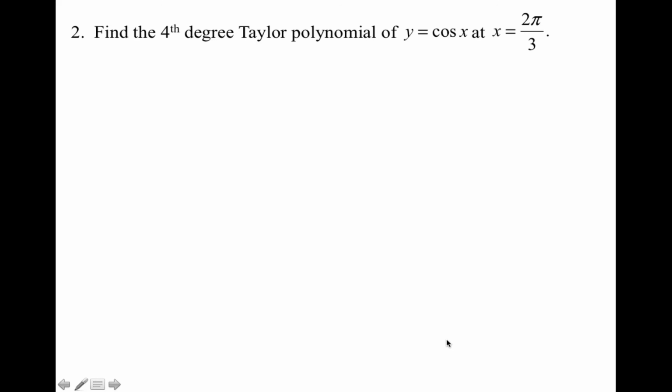Now let's find the fourth degree Taylor polynomial of y equals cosine x at x equals 2 pi over 3. Why don't you go ahead and pause the video and see if you can do it on your own first. All right, let's see how we did.